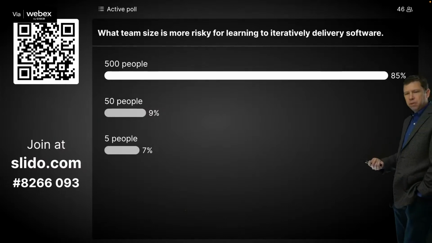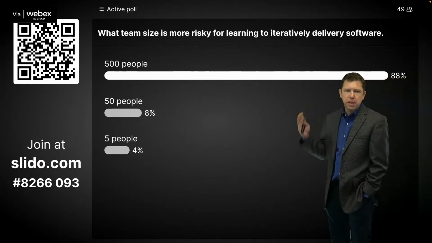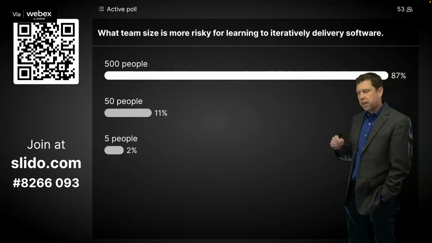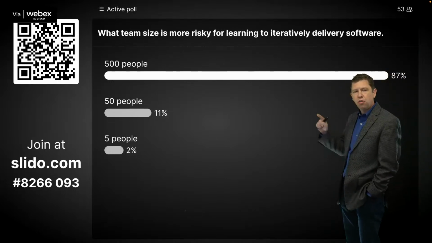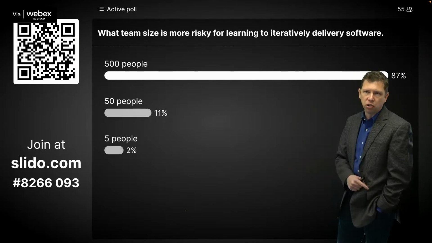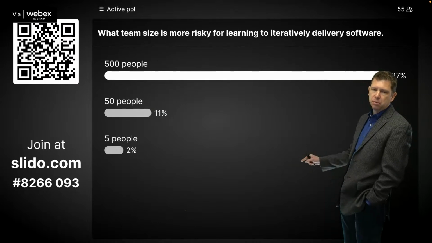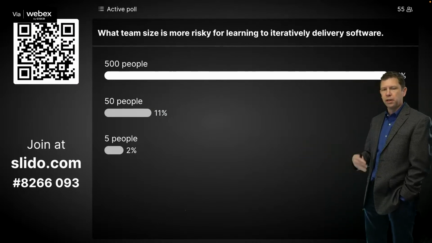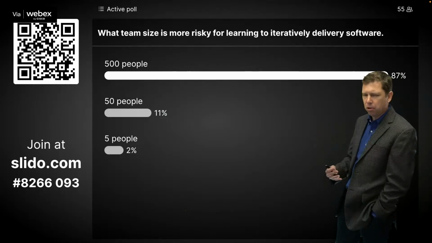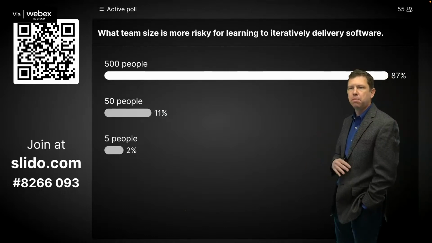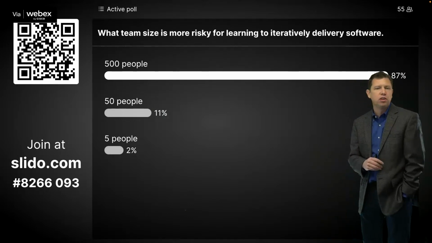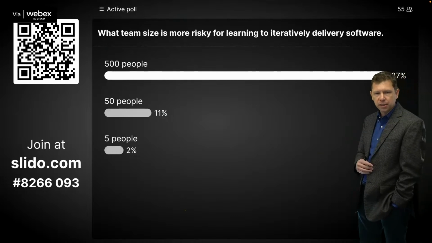So in my experience, the 500 people would be the most risky for learning to iteratively deliver software, just because if you do anything wrong, it's now 100 times more expensive than what you could have learned with 5 people. So you've got some people saying that 5 people is more risky, probably because if you work on something that for some reason you just cannot deliver with 5 people. I'm curious what situation that would be, but maybe there is a situation where that would be the case. I have not encountered those, but maybe there is.